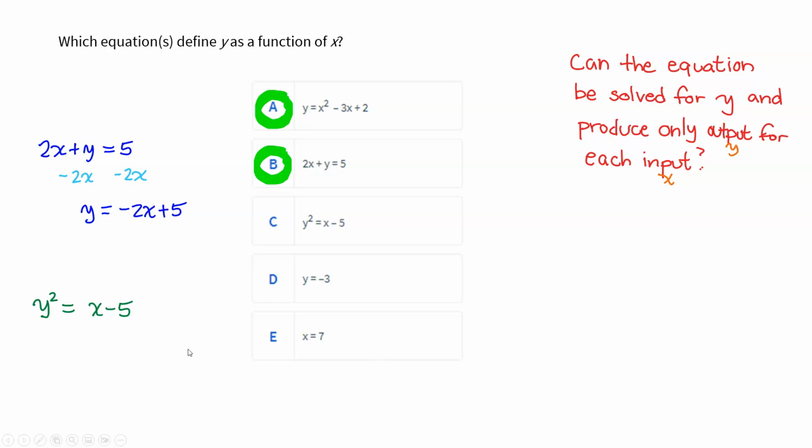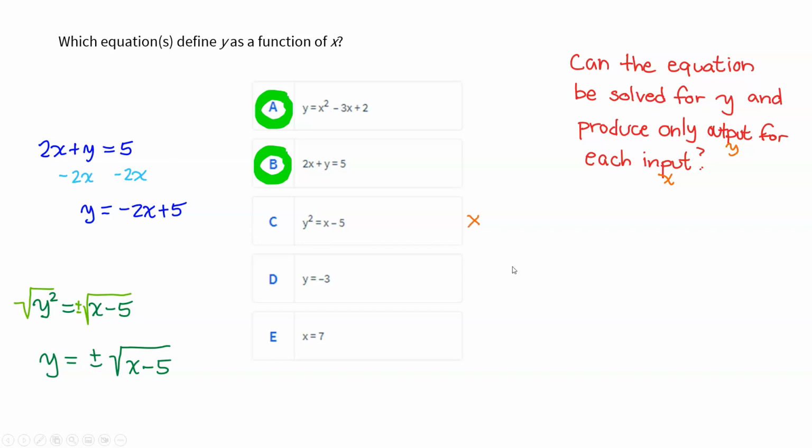If I square root the left-hand side, I have to do plus or minus the square root on the right-hand side, and so y would equal plus or minus the square root of x minus 5. It is this plus or minus symbol that is the issue, because if I substitute a value of x in, say 6, 6 minus 5 would be 1, the square root of which is 1, I'd have plus or minus 1. So I'd have an x value of 6 producing two different y values, positive and negative 1. That means that this is not a function.